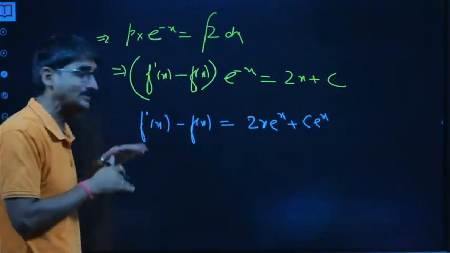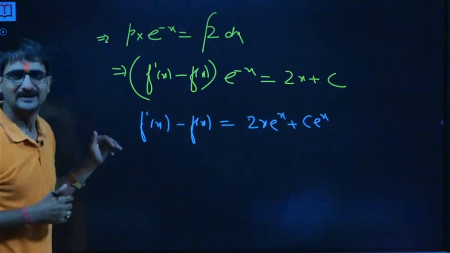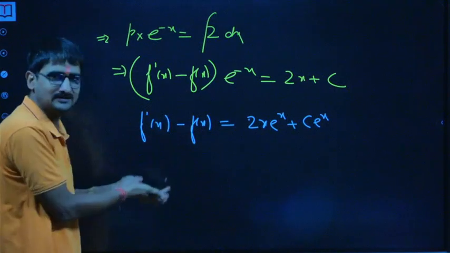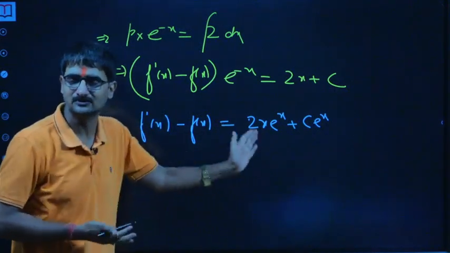So that's the first step. Now again, f dash x, this is the derivative, minus p, so definitely there's a direct LDE here: dy by dx minus y is equal to a function of x.